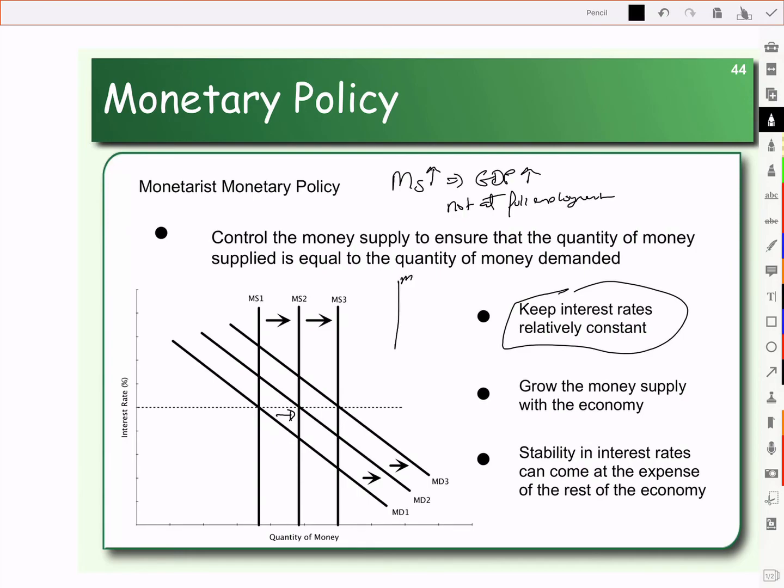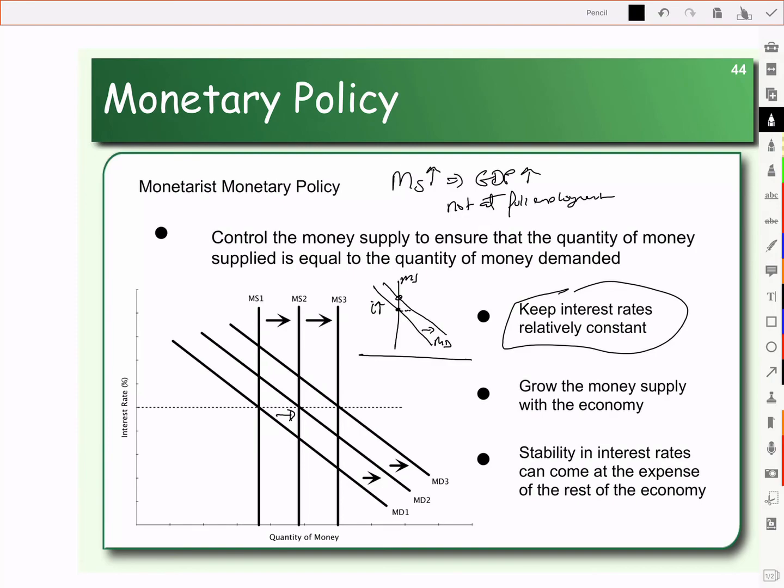So here's our money supply, and here's our money demanded. If the demand for money increases, so our economy is growing, real GDP has increased, so we need more cash so we can buy more stuff, this would typically cause an increase in interest rates because the current interest rate, our quantity demanded, is more than our quantity supplied. We have a shortage of cash, drives up the interest rate.